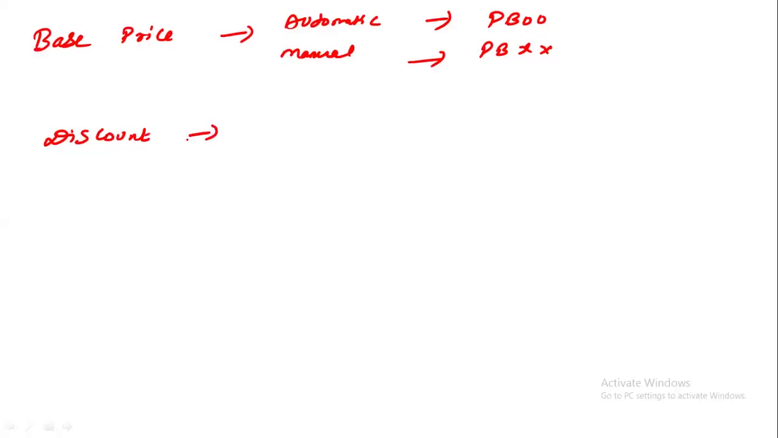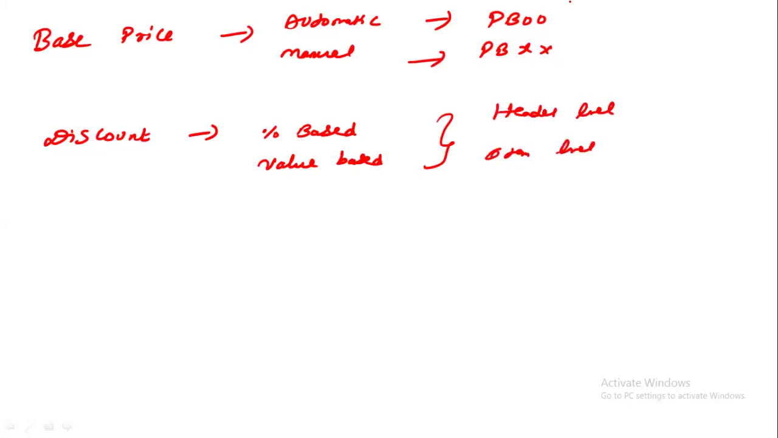So discount, we have seen, we can have the percentage-based discount and the value-based. Okay, and we also said that we can have it at header level and the item level. So for this, we created two condition types. Here we have four conditions, so we need to create four condition types.